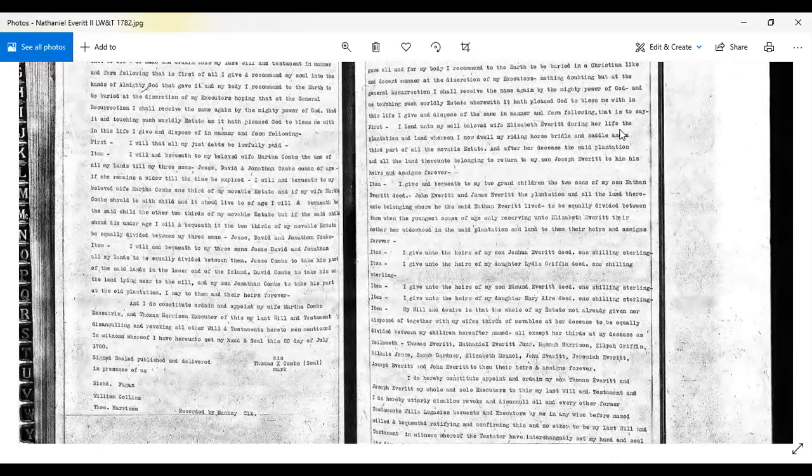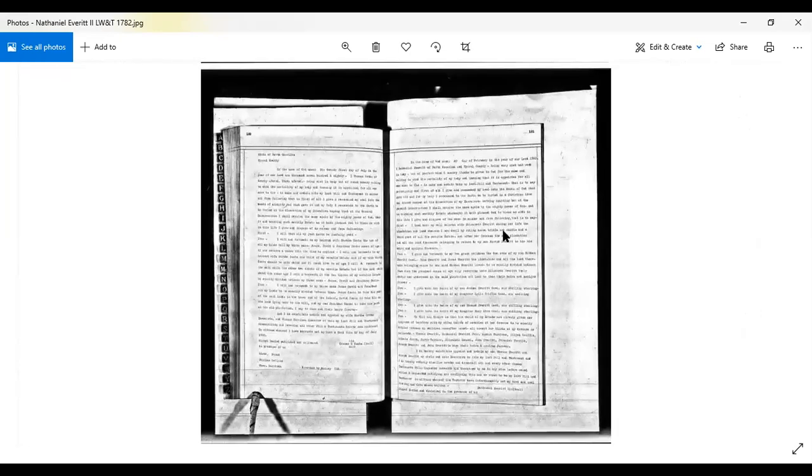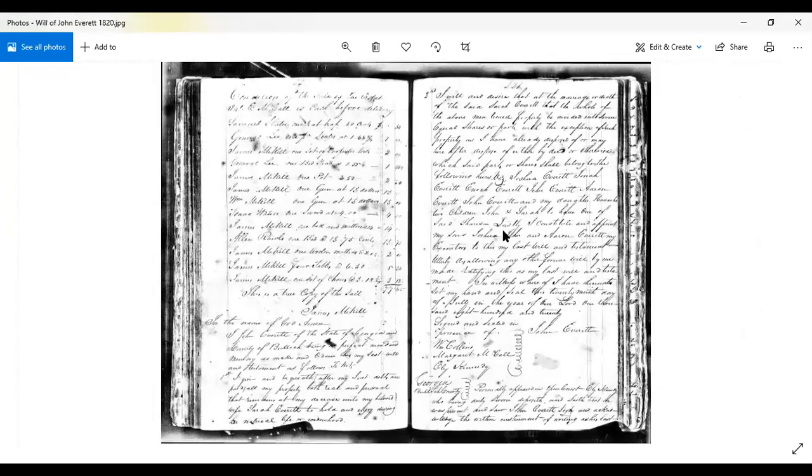And it says, during her life, the plantation and land whereon I now dwell, my riding horse, bridle, and saddle, and a third part of all the movable estate. So you can tell that the transcript, they have not added punctuation, they have not corrected anything. This is completely written in the form or copied from the original. And this is the will of Nathaniel II's son, John Everett.